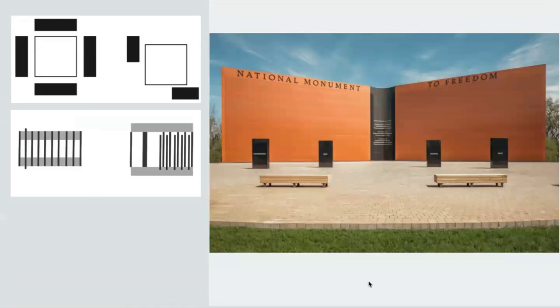This is the National Monument of Freedom, built in Alabama to recognize the African American slaves in the U.S. And from the National Monument of Freedom, I took the design principles and I took the building location and orientation represented on the left through my parties.